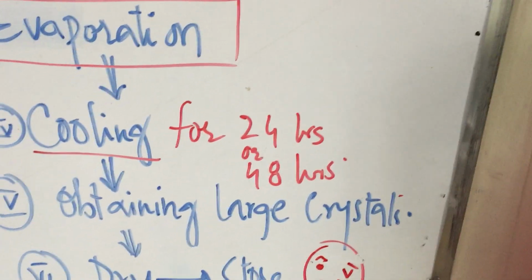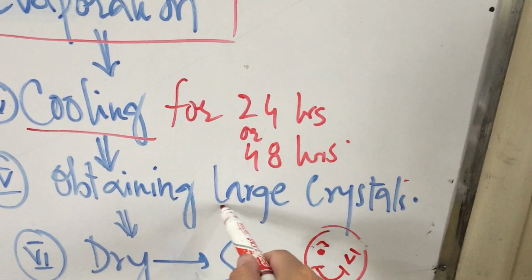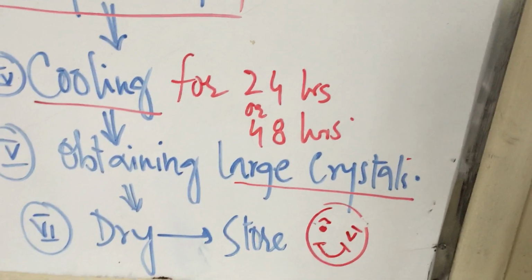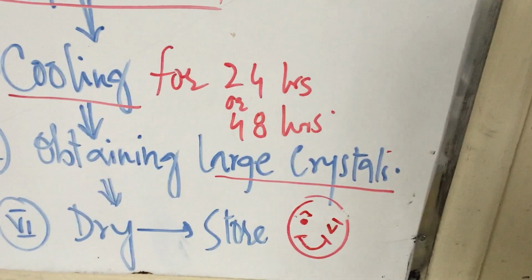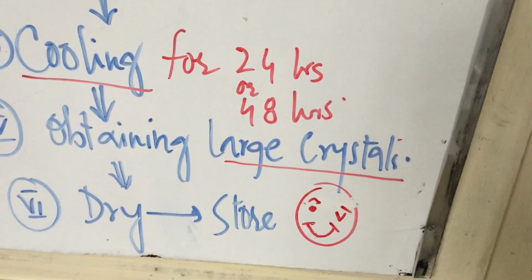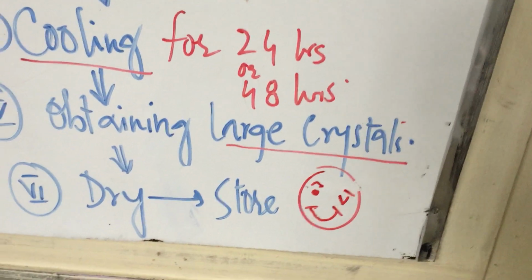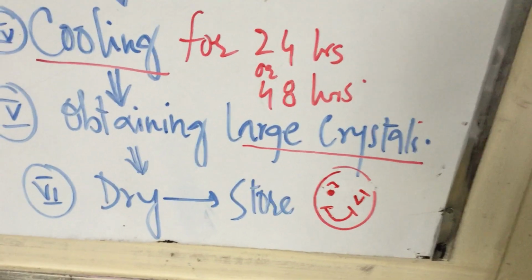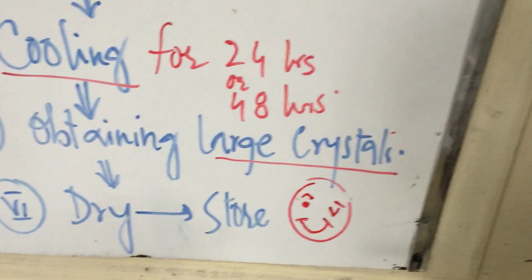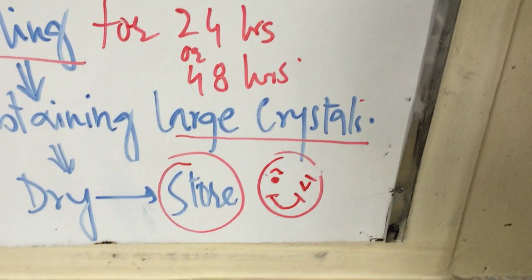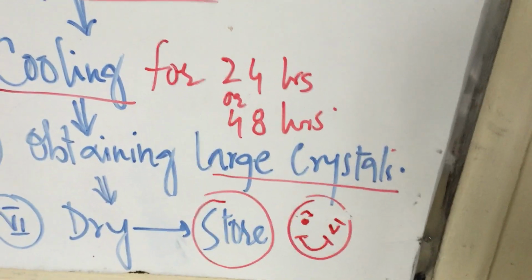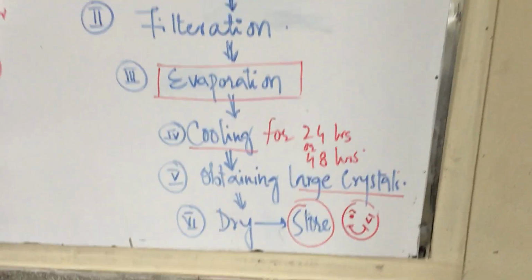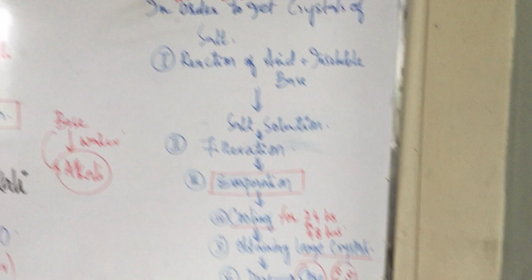Once you obtain your large crystals, you have to dry them, because somehow water is present in the mixture. It can be done by simply keeping your crystals in an oven, or by dabbing your crystals with filter paper. Then you will be able to store your crystals and get further application from them. So this was the summary of what we have to do while getting our salts.